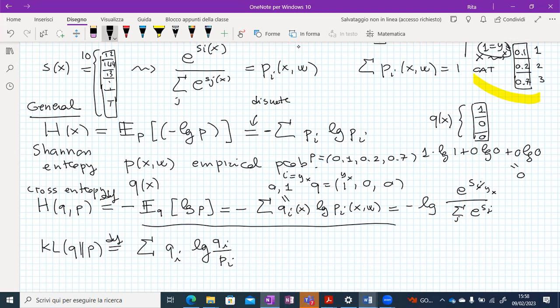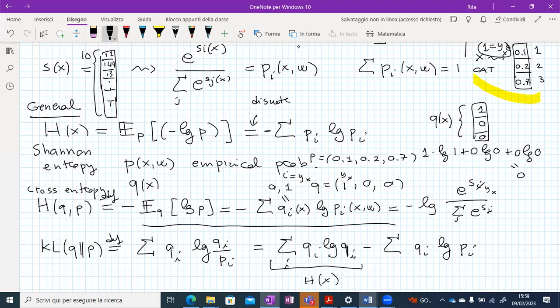Okay, great. But since it is a logarithm, we can write the summation of Qi logarithm of Qi minus the summation of Qi logarithm of Pi. What do we see? Well, we recognize there is the Shannon entropy, H of X, and then plus, because this is a minus, the cross entropy.